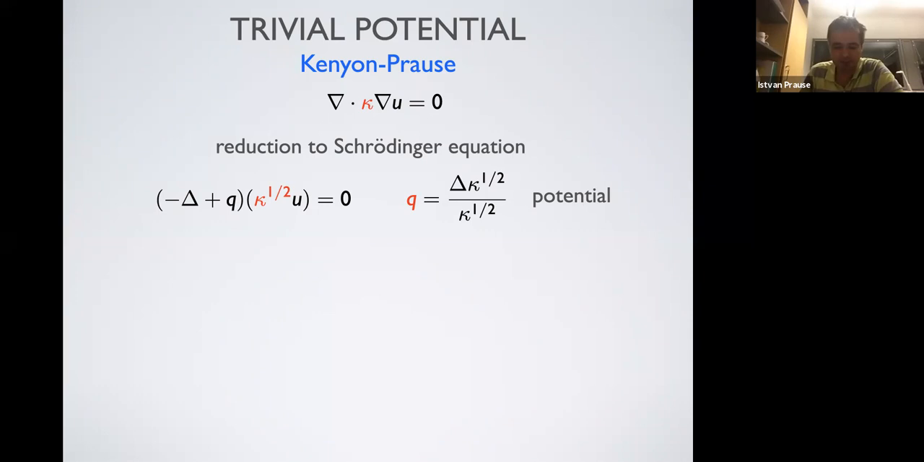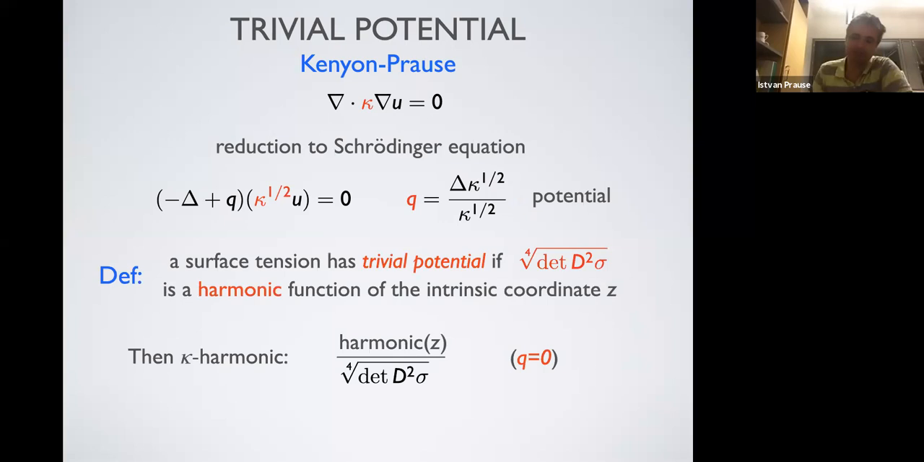Now, if kappa, like in the free fermionic models, is constant, it means that this potential is 0. So in that case, Q is equal to 0. But in principle, this Q can be 0 also if kappa is not necessarily constant. If just the square root of kappa is harmonic, then this is already 0. So let's make this a definition and say that the surface tension has a trivial potential if this Q is equal to 0.